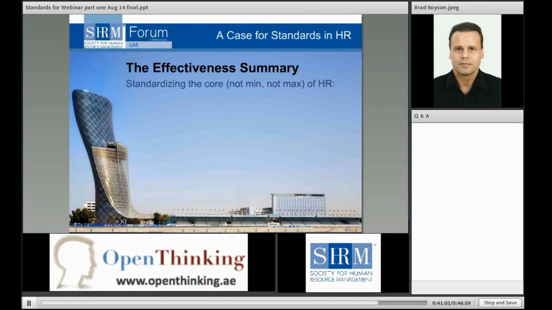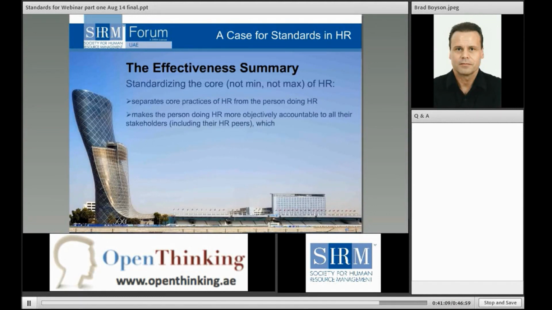Standardizing the core, not the minimum, not the maximum of HR. Standardizing the core separates the core practices of HR from the person doing HR. It makes the person doing HR more objectively accountable to all their stakeholders, including their HR peers, which gives the profession of HR as a whole more credibility.